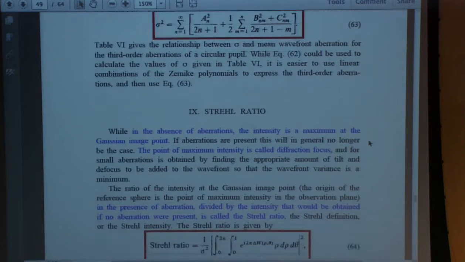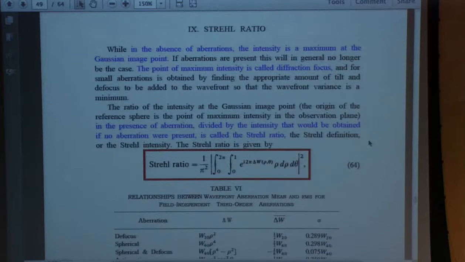Okay, Strehl ratio is a very interesting quantity. How many of you have seen Strehl ratio before? Quite a few of you. Okay. So I'll just say, in the absence of aberrations, I use the word intensity. I wish I'd used the word irradiance, but I use the word intensity here.